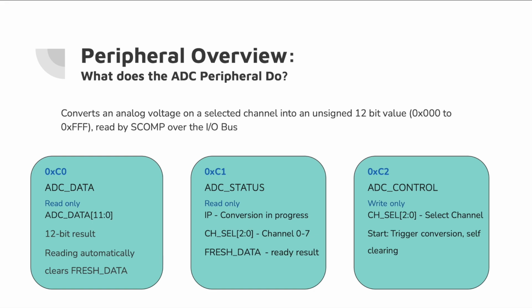As we said earlier, the peripheral sits on ESCOM's I/O bus and exposes 3 registers starting at the address of 0xC0. The first register is ADC data, which is at 0xC0 and is read-only. This is where ESCOM reads the result of the conversion from the ADC chip. This conversion result is a 12-bit unsigned value ranging from 0x000 to 0xFFF.